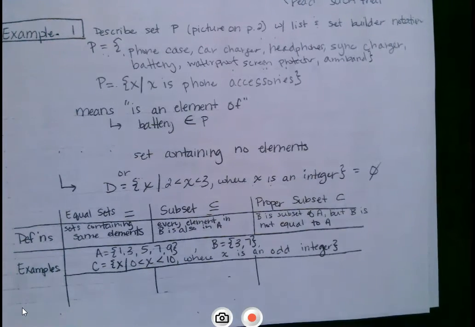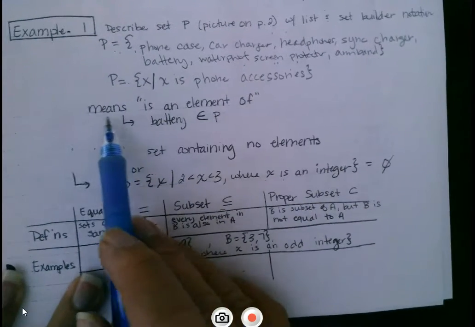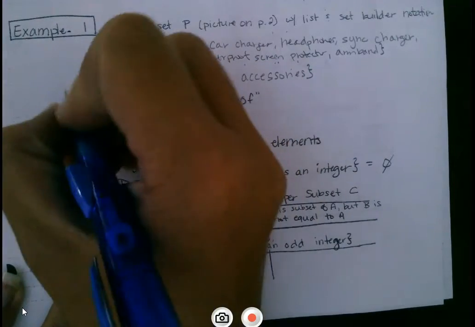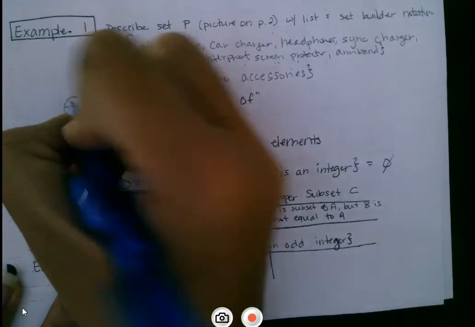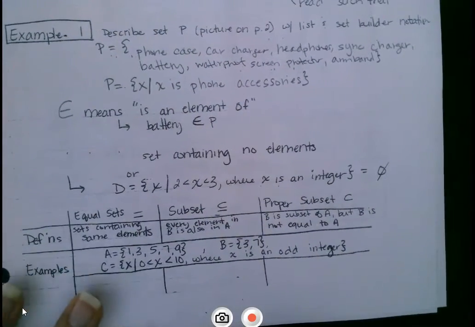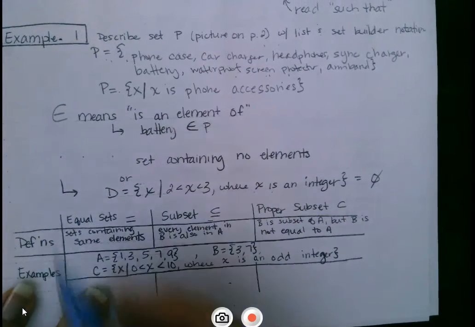Perfect. You got it. Okay, then next up we need a symbol here. It's like a C with a line, kind of. It means is an element of. A curved E. There you go. Okay, so that means is an element of.